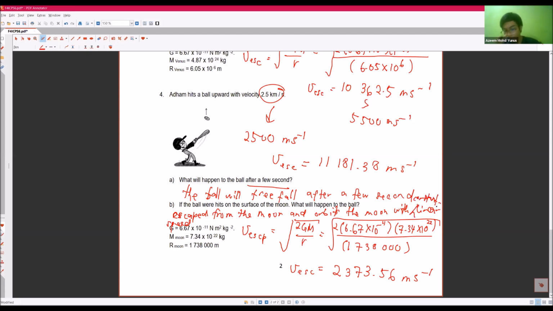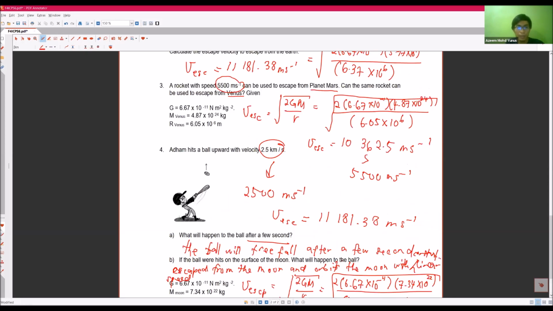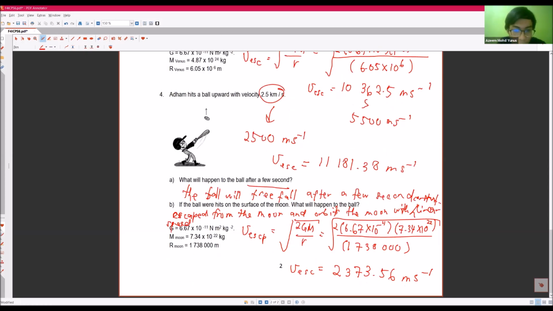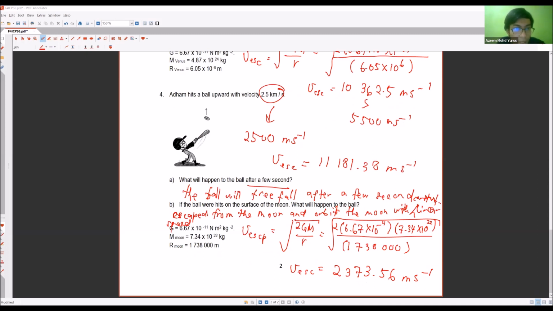Okay. I think that's all for today. Before we end, let's review all of the formulas. So here are the formulas.